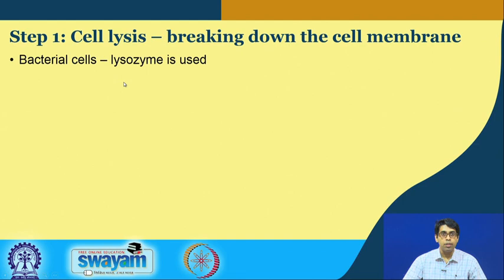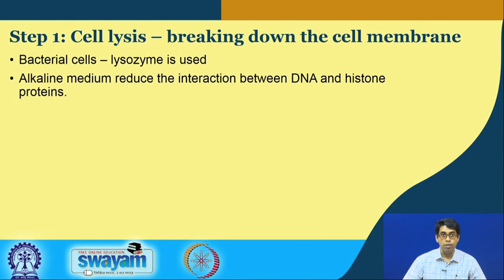Lysozyme is an enzyme which breaks down the bacterial cell wall, and this is the enzyme which is actually found in our eyes also, and it protects our eyes from bacterial infection. So we use the same lysozyme to break open the bacterial cells. Once everything is out in the solution, we have to selectively separate DNA from proteins, because the DNA can be associated with different types of proteins. There are transcription factors, there are different proteins which bind DNA, and most of these interactions are charged interactions. Also, we have to denature the DNA. All of this is achieved by reducing or increasing the pH of the solution.